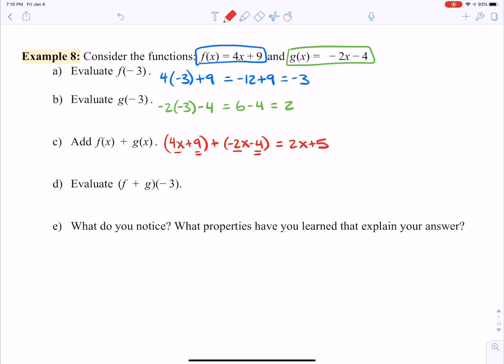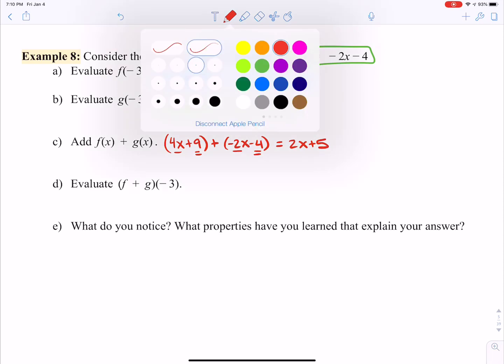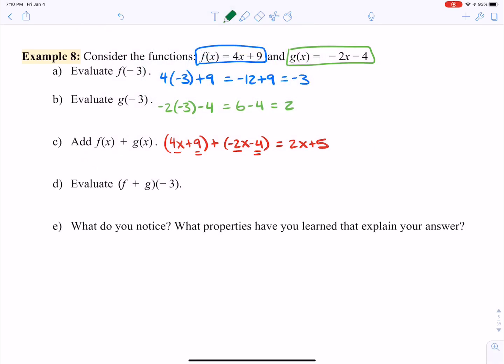And then they say to evaluate f plus g of negative 3. So if we take where we added them together right here, and now we plug in negative 3, we would get 2 times negative 3 plus 5, which would give us negative 6 plus 5, which equals negative 1. And then part E says, what do you notice?